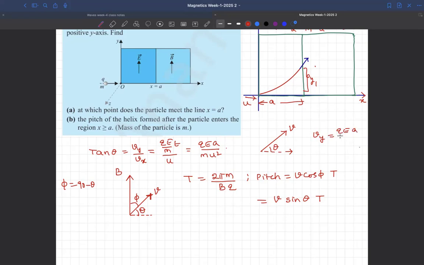Q E A by M U. Instead of writing V sin theta, you can make it like this. So finally, you can have a situation like this. So finally, what you have, tell me? Q E A by M U times time period. What is the time period? 2 pi m by pq.